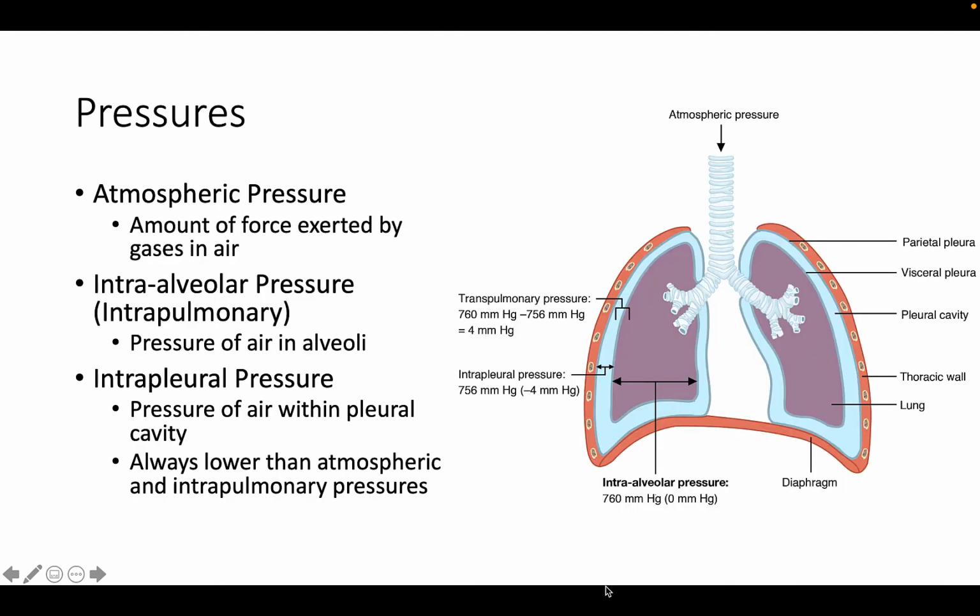So pulmonary ventilation is dependent on 3 different types of pressure. We have atmospheric pressure, intraalveolar pressure, and intrapleural pressure.